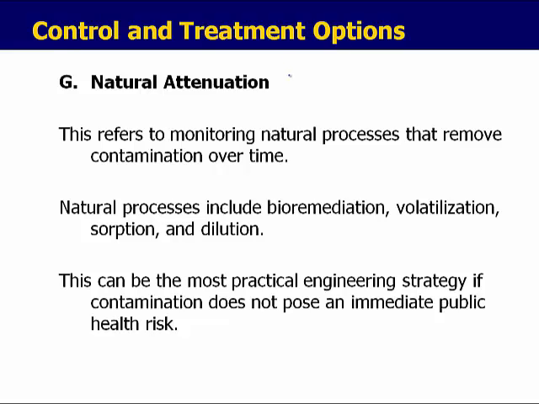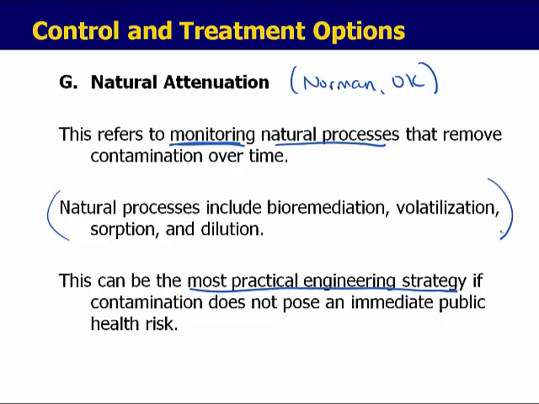And this is one we will talk about in depth in class for the Norman, Oklahoma. But natural attenuation refers to essentially doing nothing from an engineering approach except for monitoring. It is letting natural processes work and monitoring those to make sure that there's no imminent public health risk. Because it is only monitoring, it is a very practical and cheap engineering strategy, and it is also appropriate if there's no public health risk. Natural processes can be complicated. They can include all of the ones that we just spoke of, but on a smaller or a slower time scale. It can include bioremediation, volatilization, sorption, and dilution, but it usually takes time to perform. And we'll see this again in class.